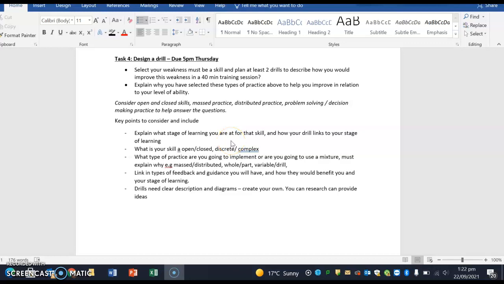Hey team, so we're on to our last part of this basketball assignment. So you've done your first three. We're on to task 4 now, and this is designing a drill. It's related to task 3 because you'll be somewhat selecting your weakness depending on what you chose.